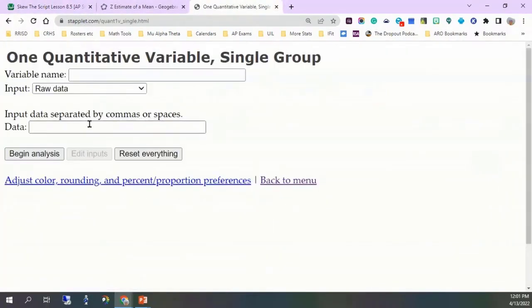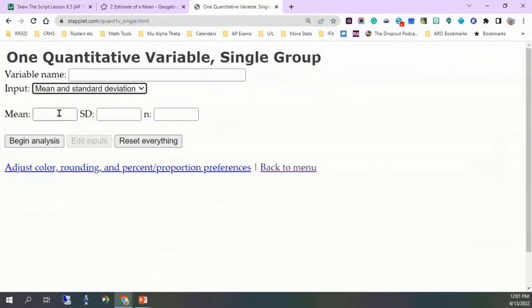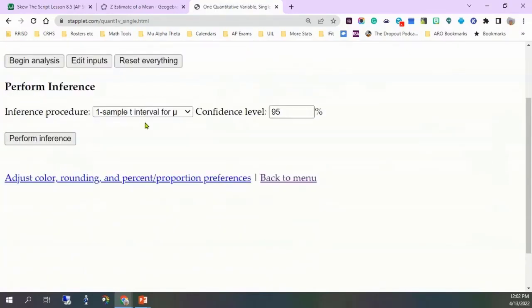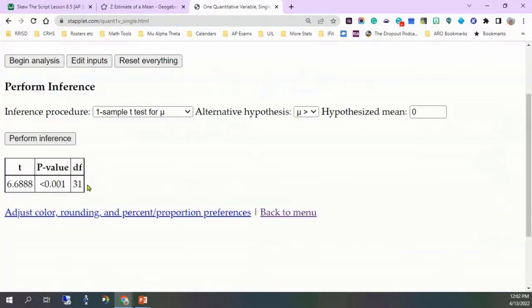We're dealing with one quantitative variable again. I'm going to put mean and standard deviation because I don't want to put all that data in. I have 0.35 was the mean temperature. Standard deviation was 0.296 for the sample, and we had 32. All right. Temperature differences. Begin analysis. And we're doing a t-test because we have a hypothesis. We're worried that it's greater than 0.